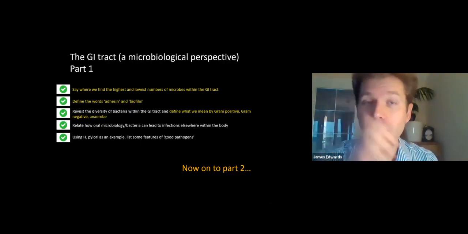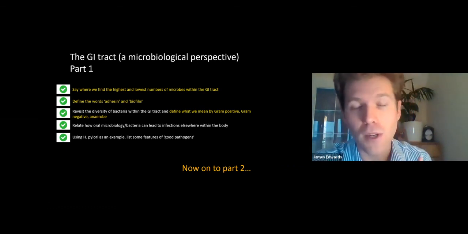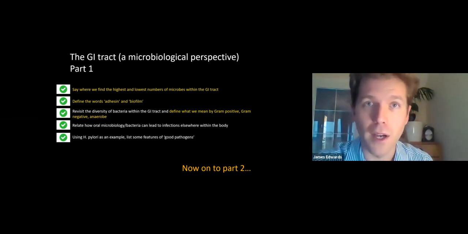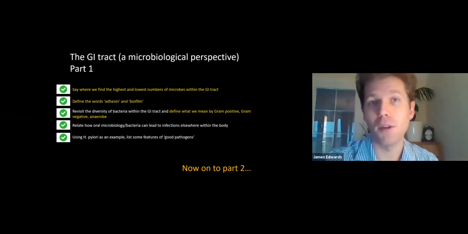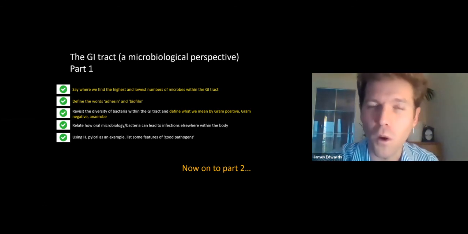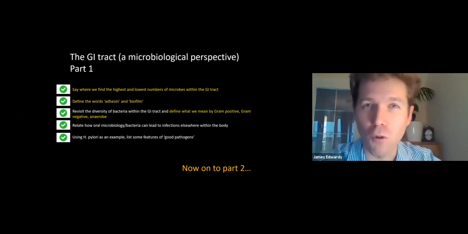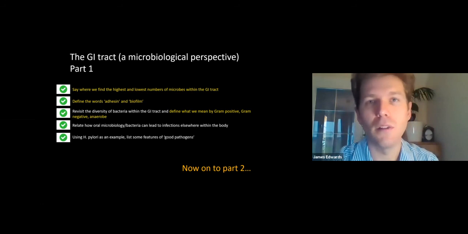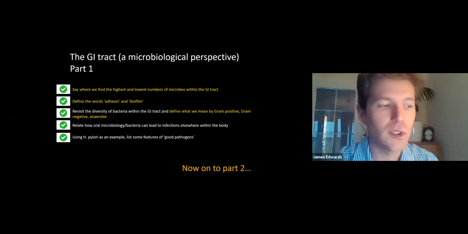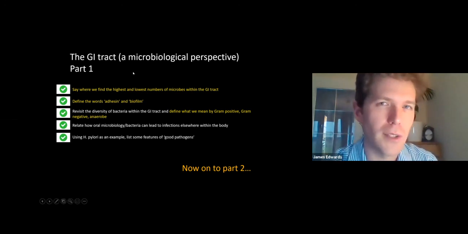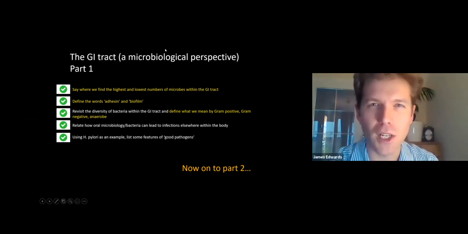So that was an introductory perspective. A few key things to say: where do we find the highest and lowest numbers? A few words to define. Some of them might be new, but there are a few old ones which might be a more useful revision topic. Everything else we revisit at other points within the course, but these are just a few introductory ideas as well. Any questions, get in touch.